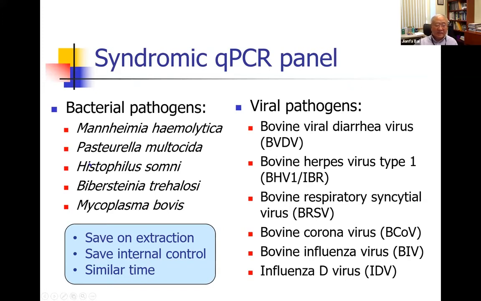So you have a list of bacteria and viruses that are common pathogens of the bovine respiratory tract. If you do one at a time, it'll take maybe 2 weeks to figure out the causing agent of the disease. If you do a panel, you run everything at one time, then you figure it out the next day. So that's why it's very helpful.